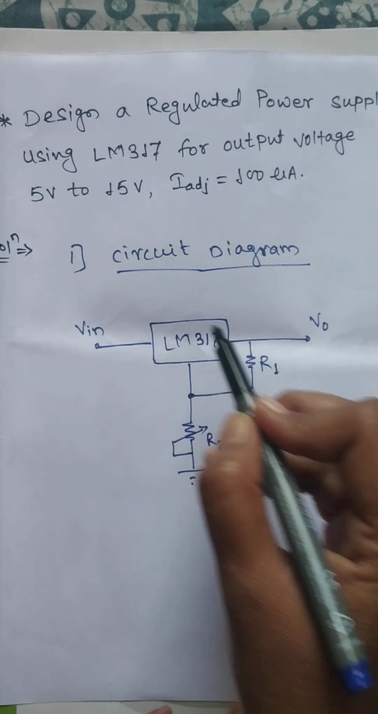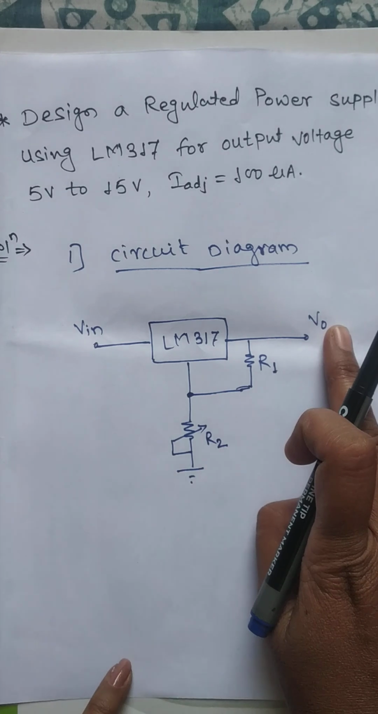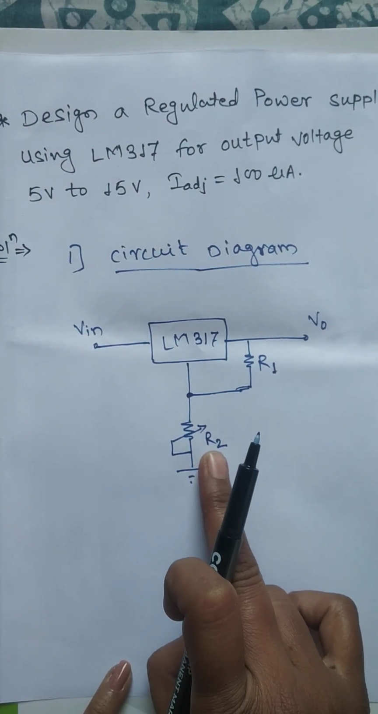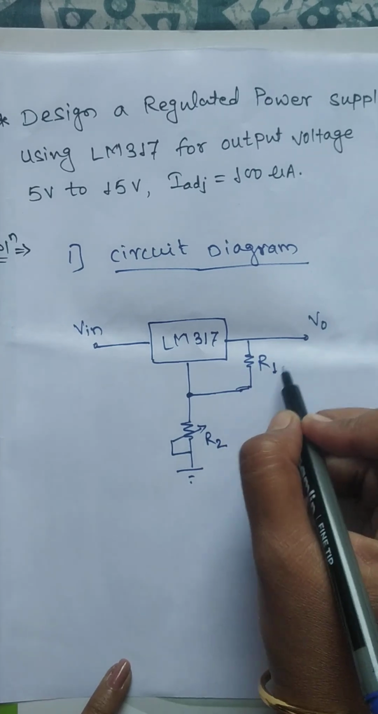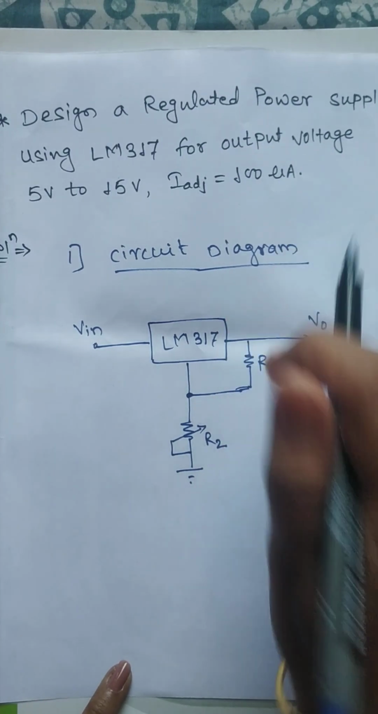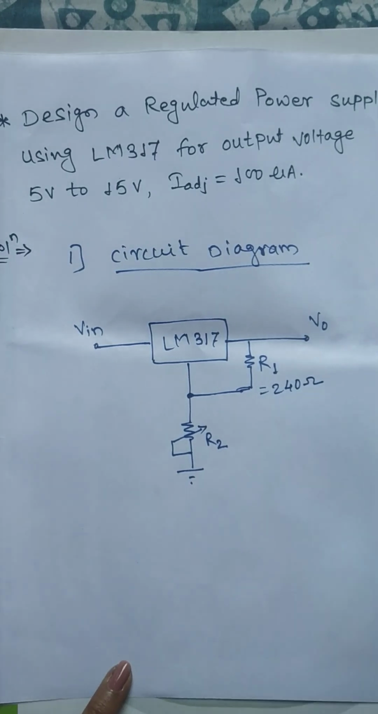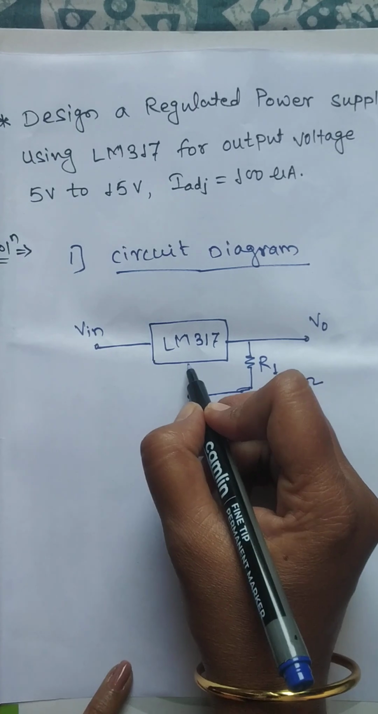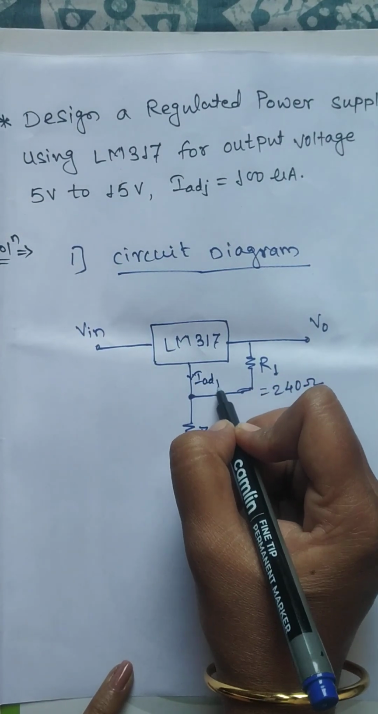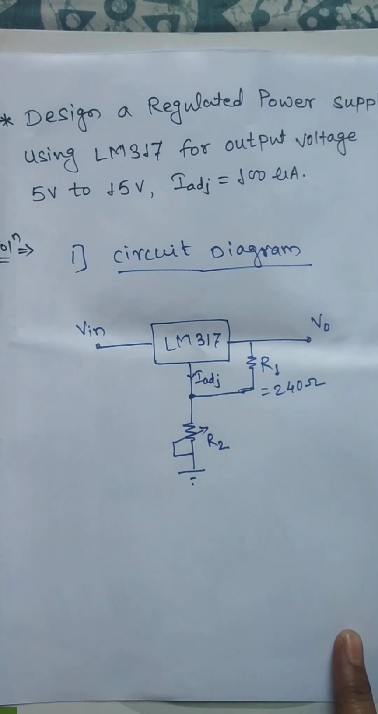Remember that this is a variable power supply. We can vary the output voltage. Now how can we vary this output voltage? By varying this variable resistor. If the R1 value is not specified in the example, we have to take it as 240 ohm. This is the standard value, and through this third terminal the adjustable current flows. So this much you have to remember in this LM317.